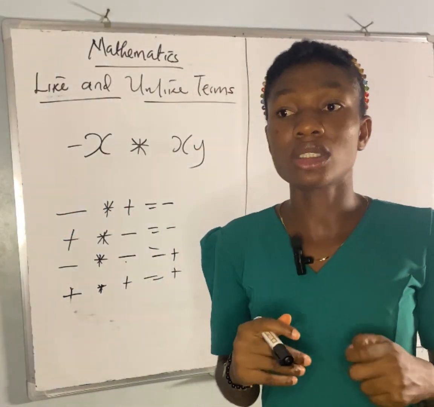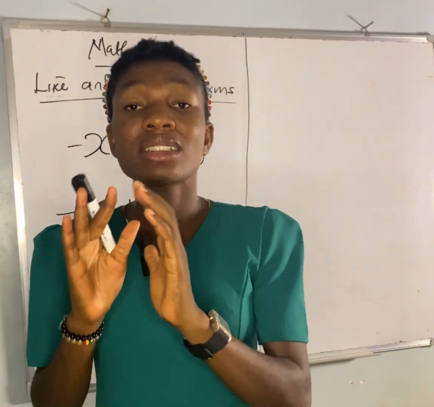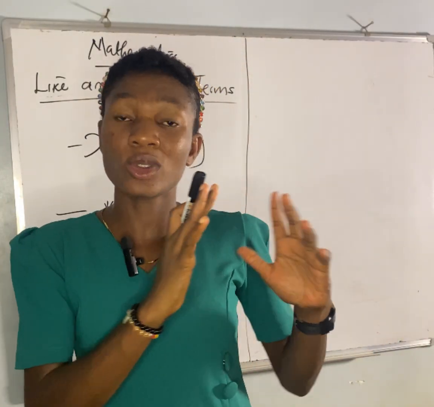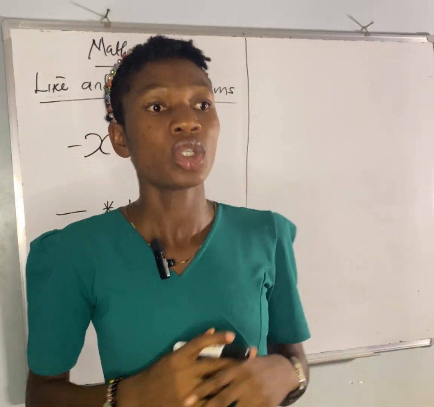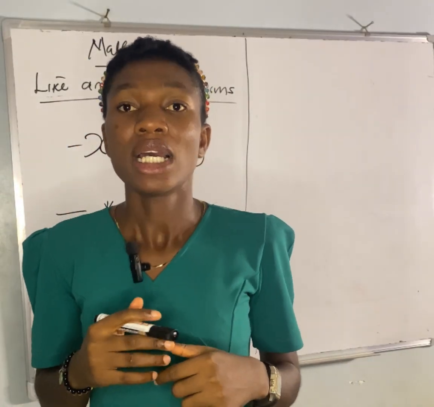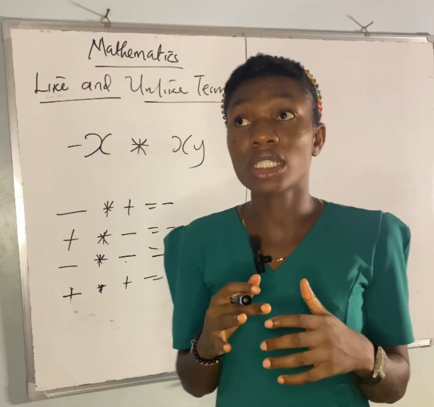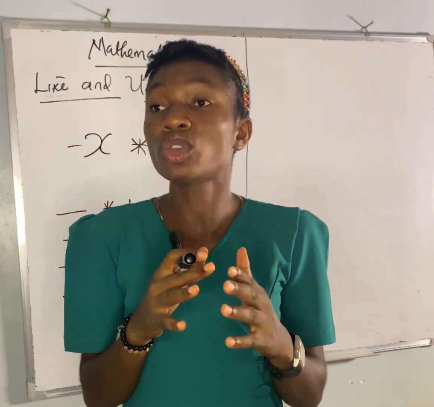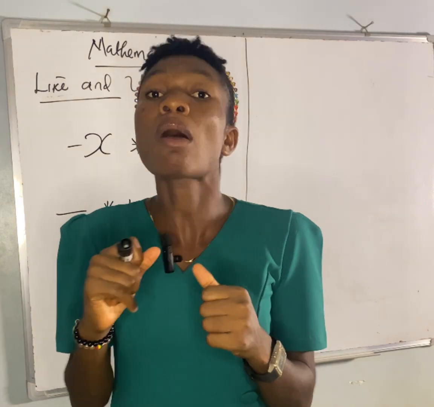Now let's start with the concept of like terms. Because like I said, you can multiply both like terms and unlike terms. So how do we multiply like terms? Let me bring it down to the case of multiplication. The like term just has to do with the same variable, even if the powers are different.